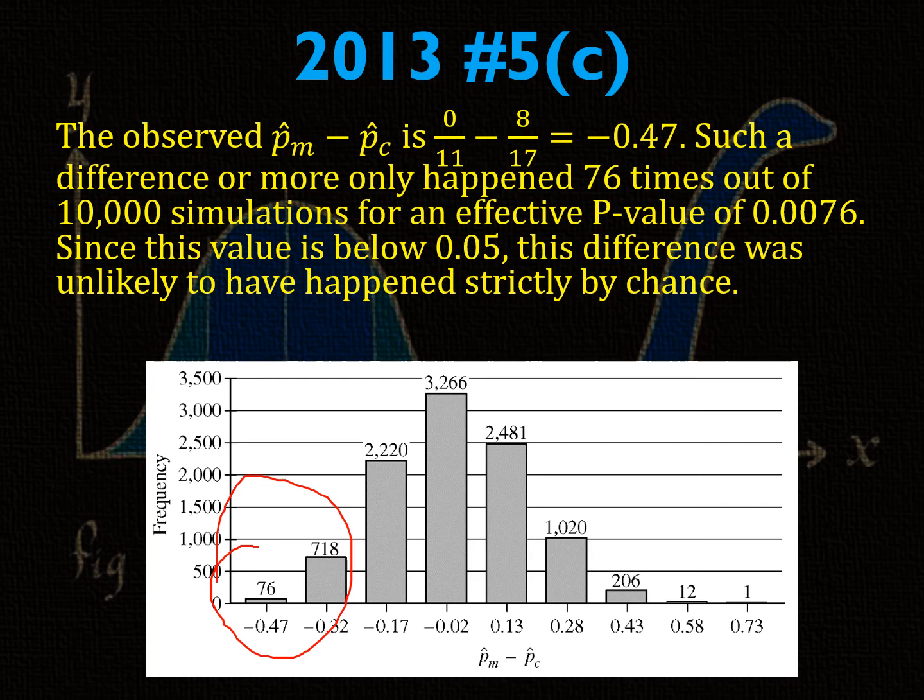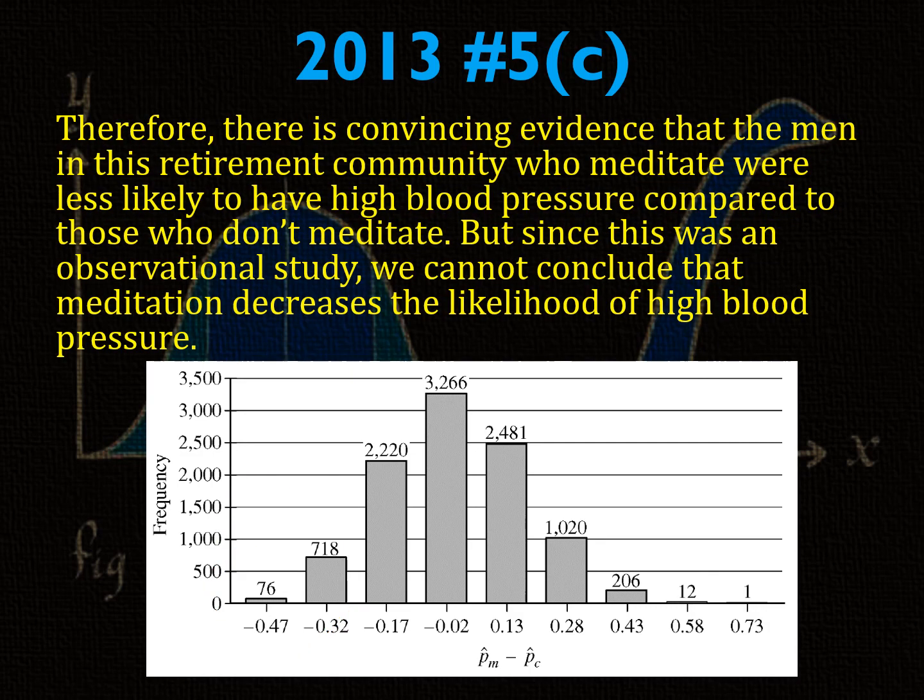And again, the p-value is the probability that you will get a value as extreme or more extreme than what you observed, given that the null hypothesis is true. So you're told that in these simulations, the null hypothesis is true. If that's the case, only 76 times out of 10,000 did you get a difference of negative 0.47 or less. So since this value is less than 0.05, you would say that this difference was unlikely to have happened strictly by chance. So there's convincing evidence that the men in this retirement community who meditate were less likely to have high blood pressure compared to those who don't meditate.